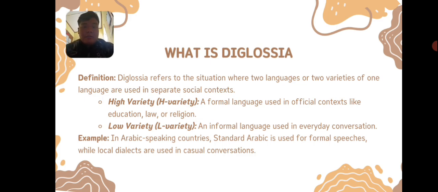And the second is the low variety, or we can call it the L variety, an informal language used in everyday conversation. An example from the material is in Arabic speaking countries, where standard Arabic is used for formal speeches, while local dialects are used in casual conversation.